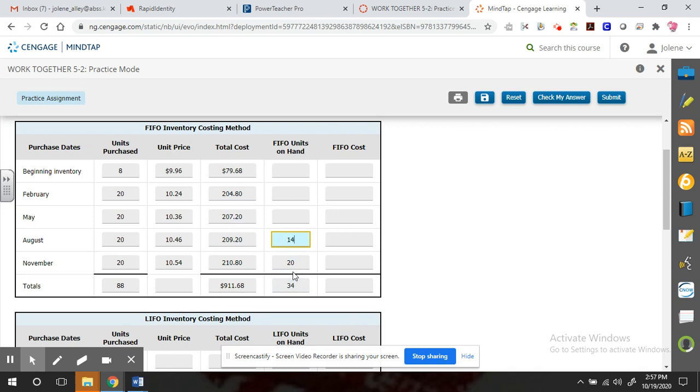So when it's talking about the ending inventory and first in, first out, it means what came in last is what's left. This is your inventory. So 20 from that November shipment, and then to make it, I had to add 14 more from the August shipment. So now I have to figure out $10.46 times 14 air filters.